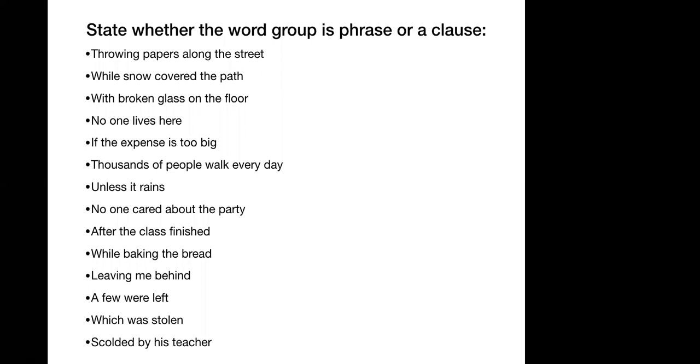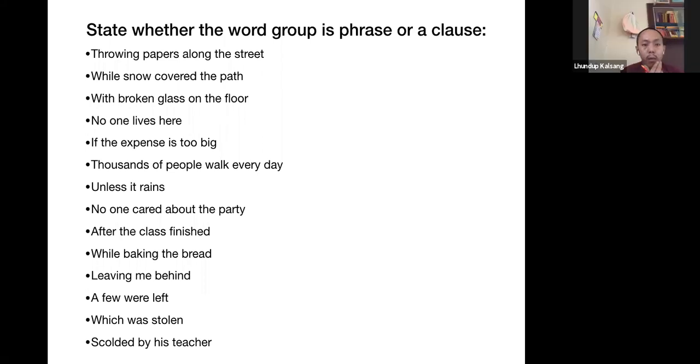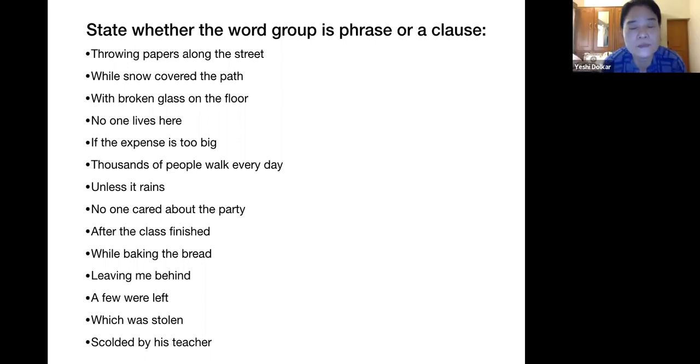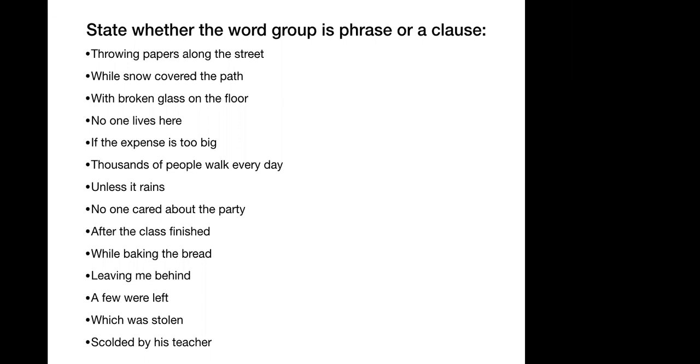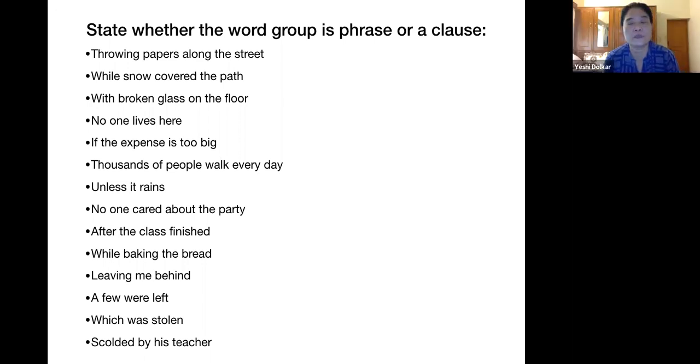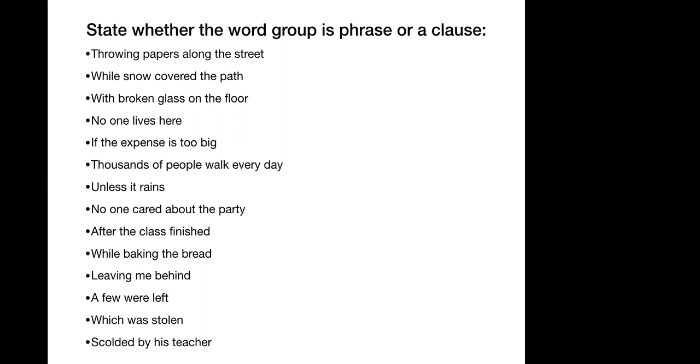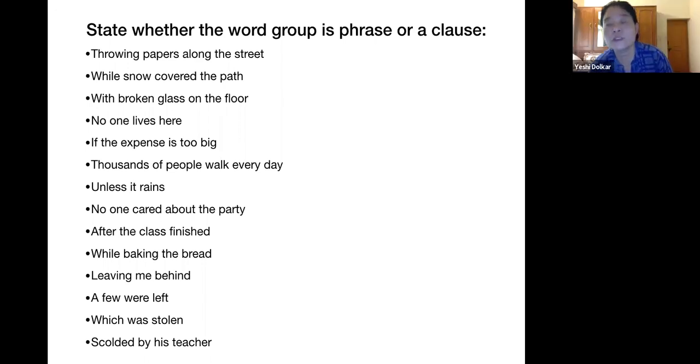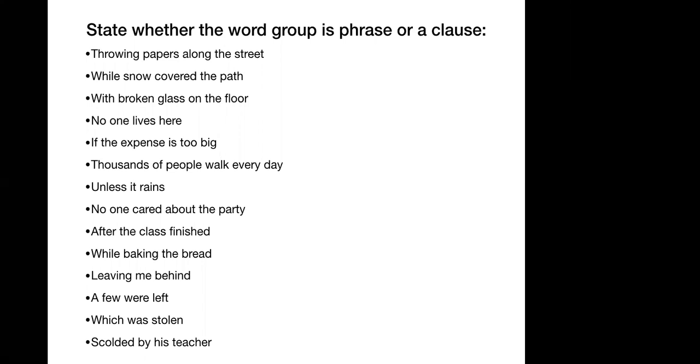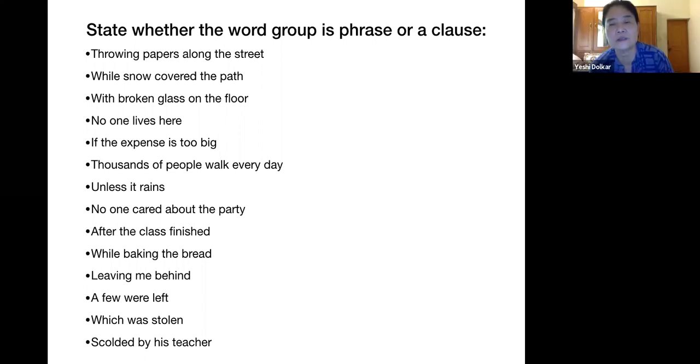Scolded by his teacher. Phrase. Why is it a phrase? Because there is no subject here. When there is no subject or no verb, it is a phrase. When there is a subject and a verb, it is a clause. So this is how you identify a phrase and a clause.